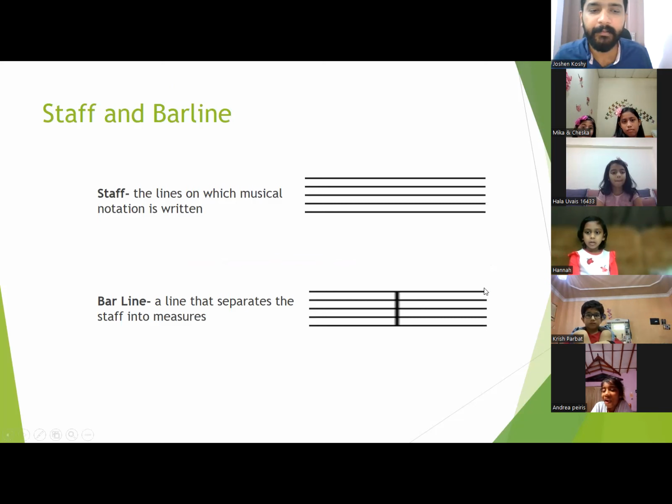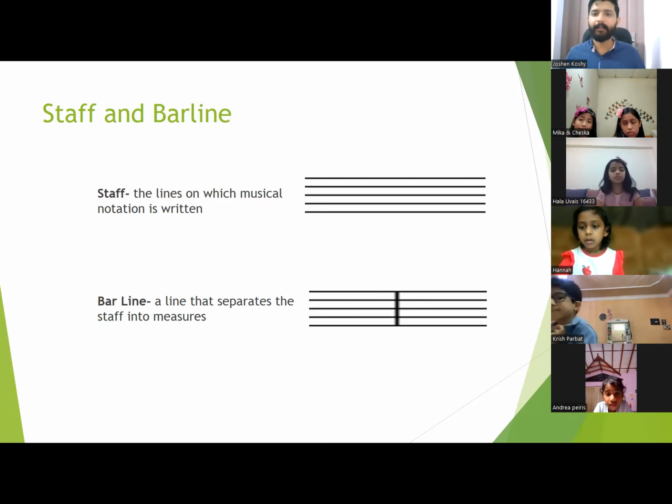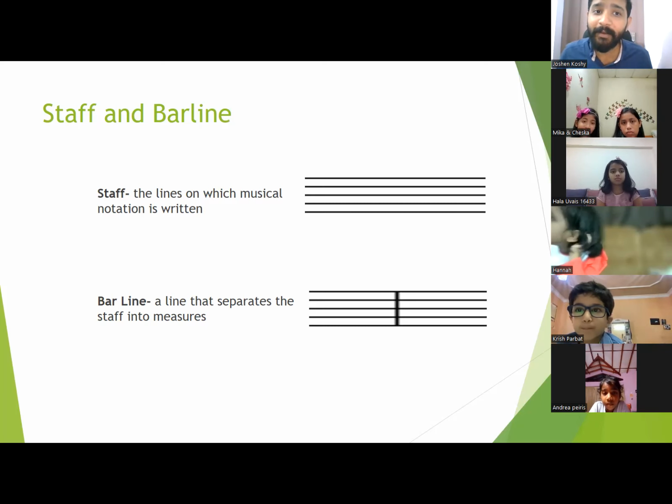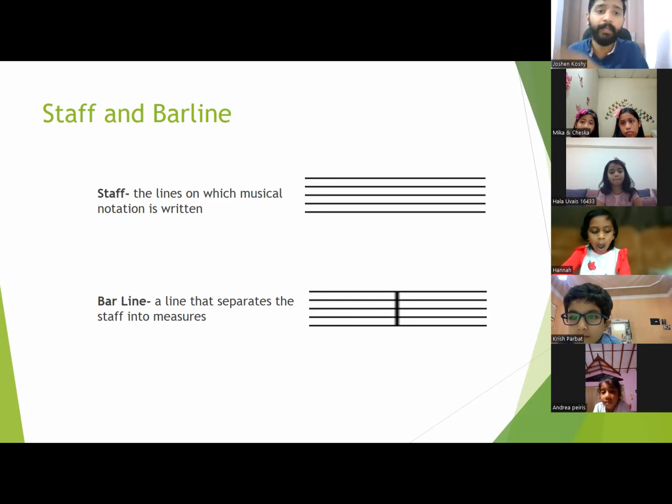Let's ask Cheska. Cheska, tell me about the staff and the bar line. Staff, the lines on which musical notation is written. How many lines are there? 5 lines and 4 gaps. Yeah, 4 spaces. 5 lines and 4 spaces makes up the staff. And what about the bar line? It is a line which separates the staff into measures. So it tells you the beats, right? If it's a 4-beat song, after every 4 beats, the bar line comes. You're clear with it, guys?